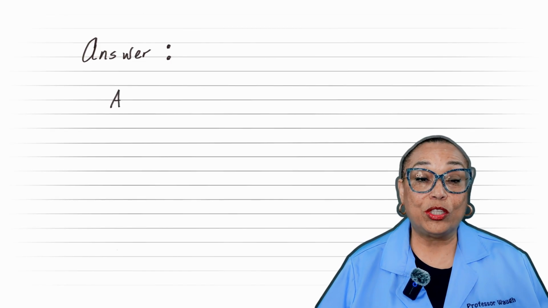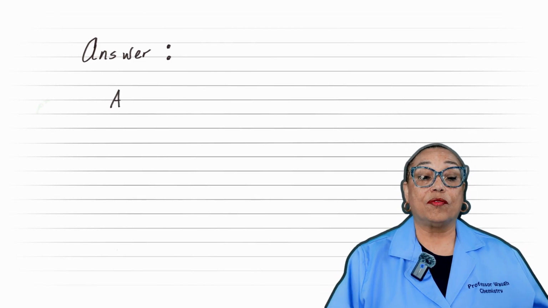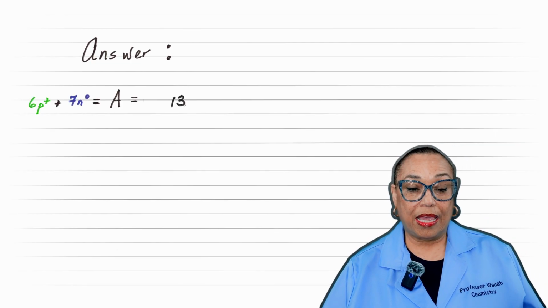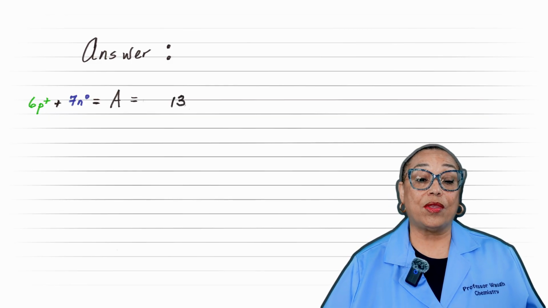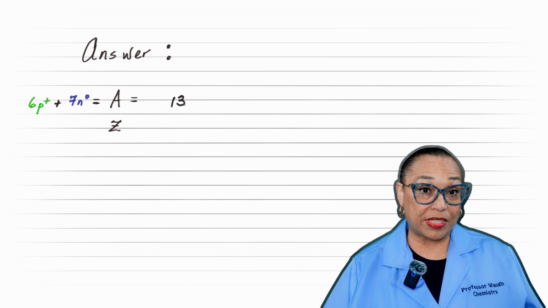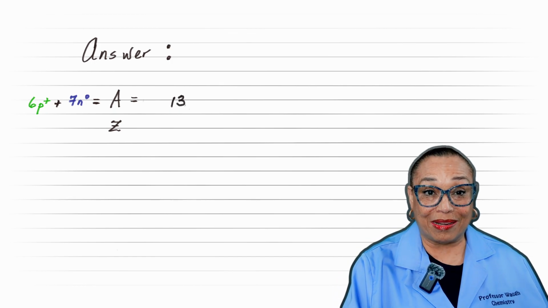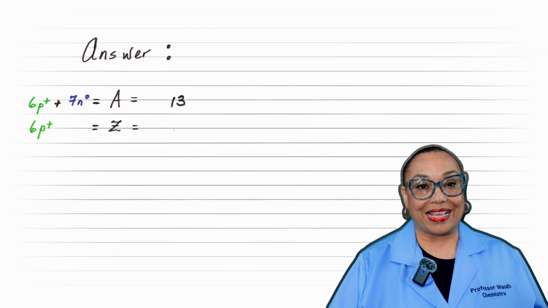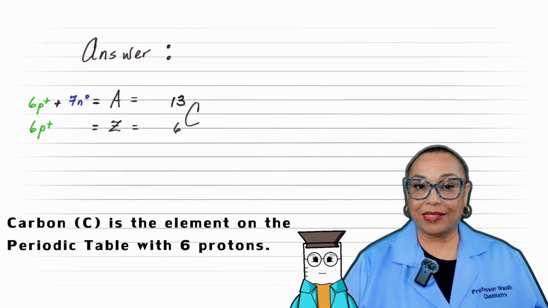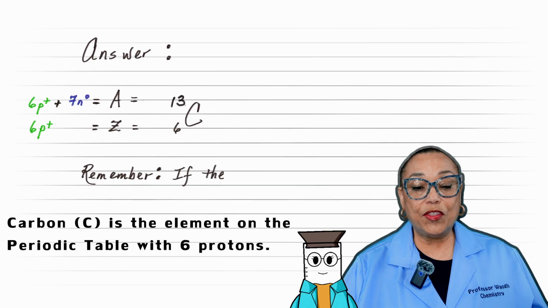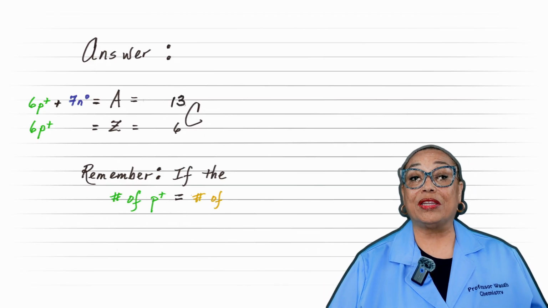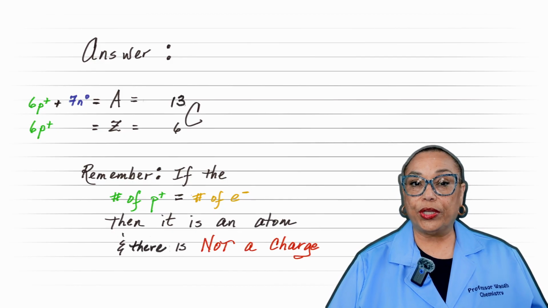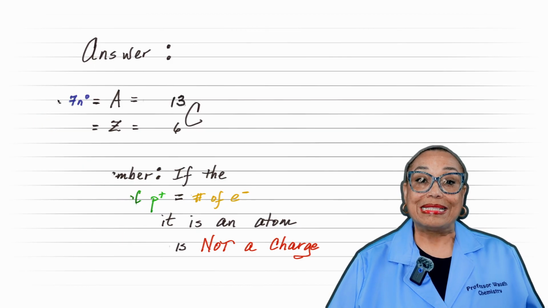You know that the A, which is the mass number, is the number of protons plus neutrons. So 6 plus 7 is 13. And I also know that you know that the letter Z, the bottom number on the left side, is called the atomic number, and it's only the number of protons. So you know that's a 6 because you know how to read the periodic table. So remember, if the number of protons is equal to the number of electrons, then it's an atom and there is no charge, so don't put anything to the upper right of your symbol.